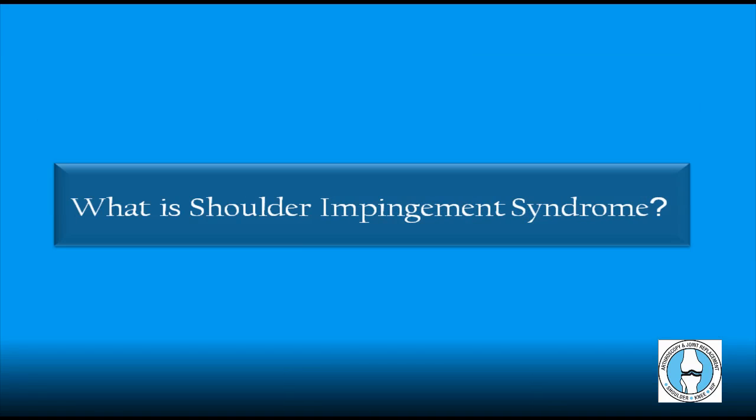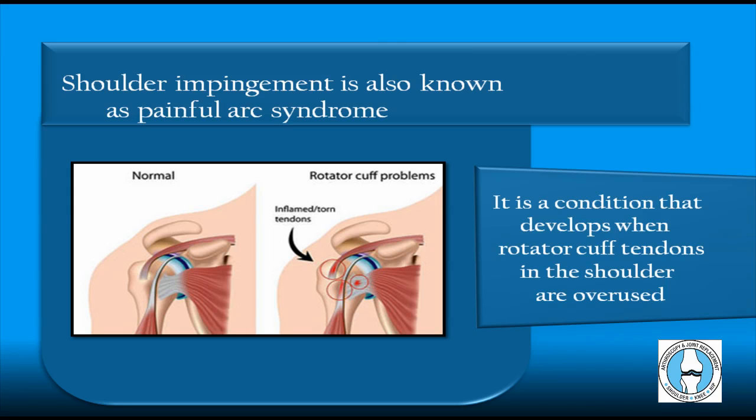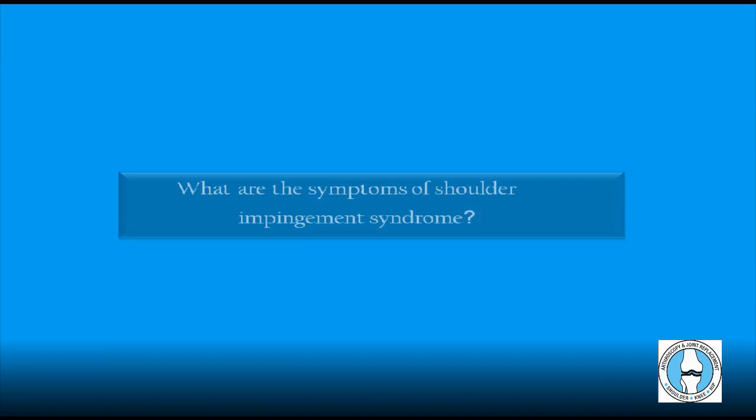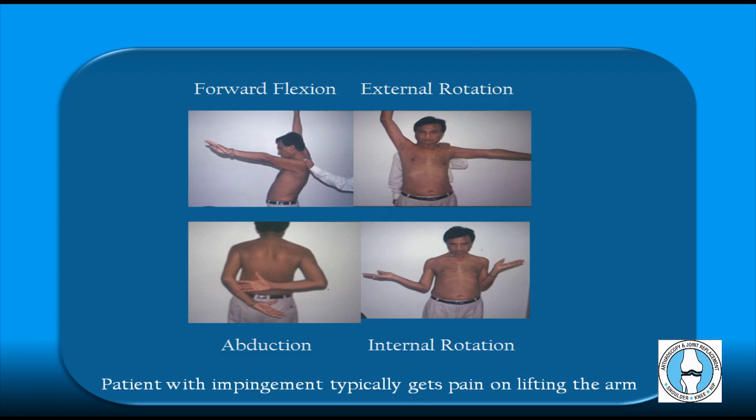What is shoulder impingement syndrome? Shoulder impingement is also known as painful arc syndrome, and it is a condition that develops when the rotator cuff tendons in the shoulder are overused or injured, causing pain and impaired movements. What are the symptoms of shoulder impingement syndrome? A patient with impingement typically gets pain on lifting the arm up and forward in the mid-range of the arc, and hence it is called painful arc syndrome.